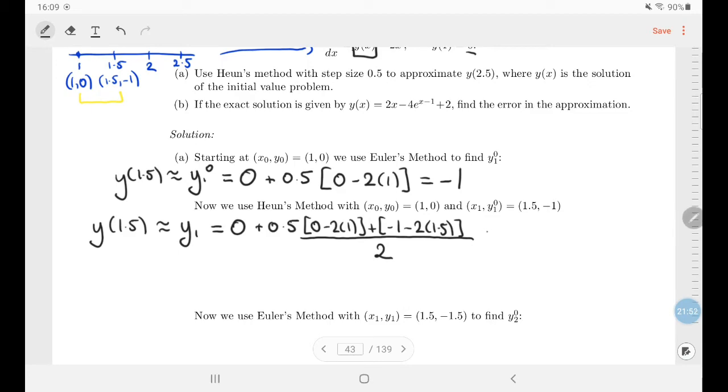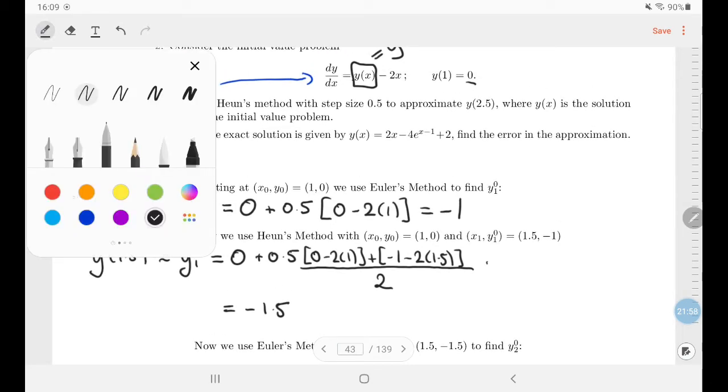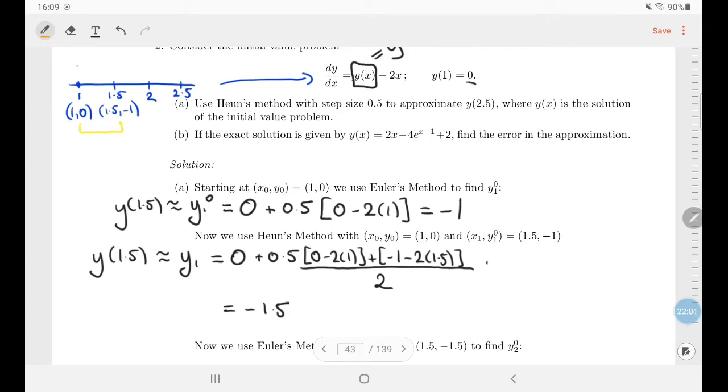If I go into the calculator, I've got an approximation for what's actually going on at 1.5. I combine these two and I get, at x equal to 1.5, my best guess is minus 1.5.